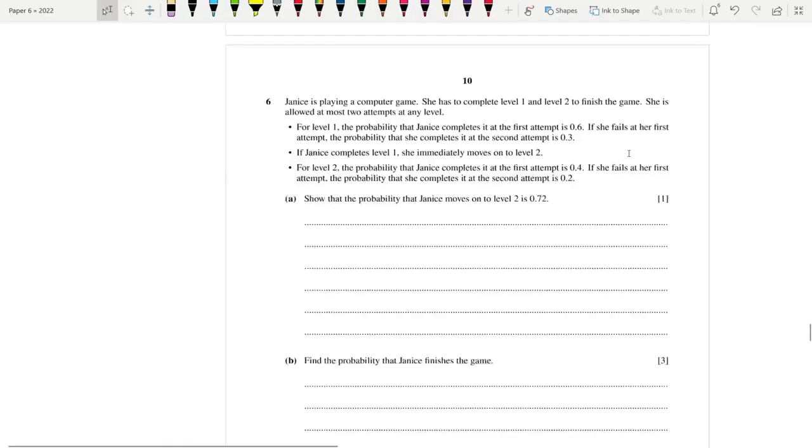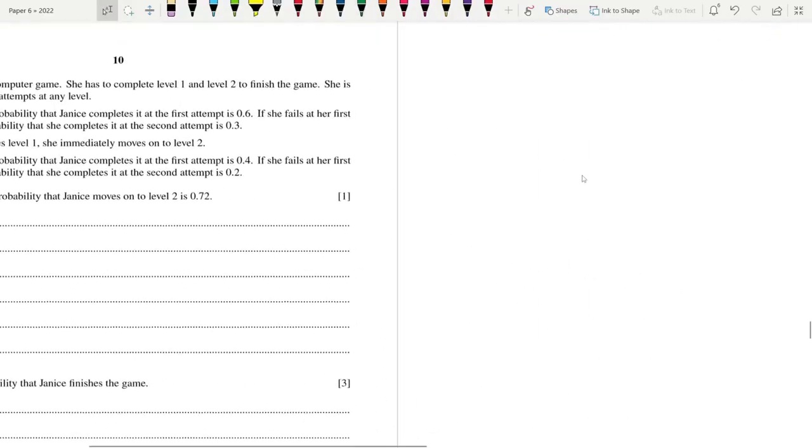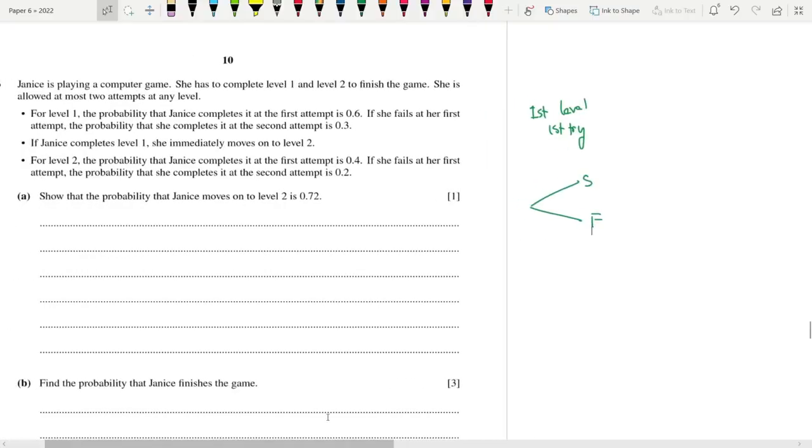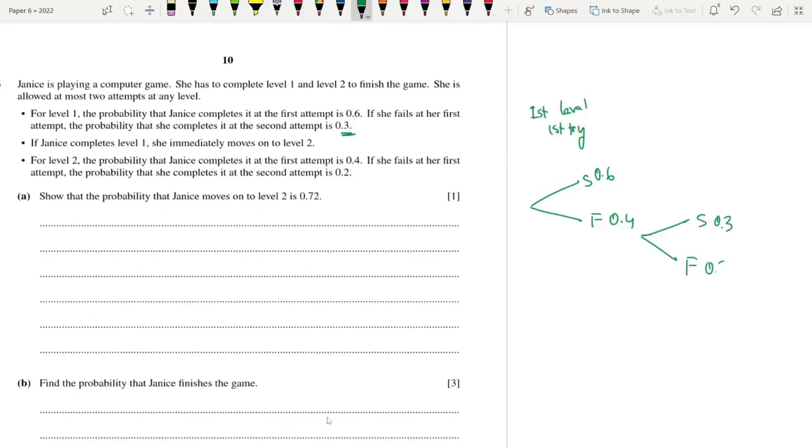Okay, so let me draw the tree diagram for you guys. This is the first level, first try. Either she's going to succeed or fail. Success in the first level is 0.6, so failure is 0.4. If she fails, she's going to repeat the first level again. In the second attempt, the probability that she succeeds is 0.3 and fails is 0.7. This is the second try for the first level.